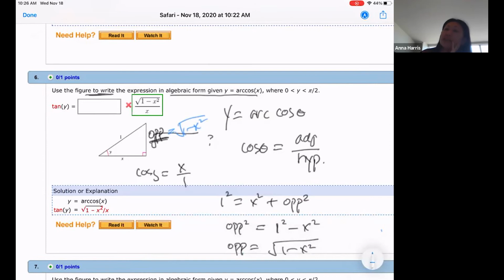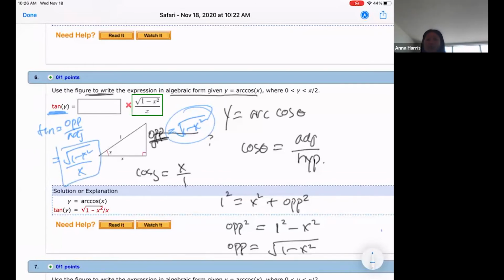So if you want to find the tangent, okay, they're asking to find the tangent. So tangent means what? Tangent is equal to opposite over what? Adjacent. So opposite is this. Adjacent, what's adjacent? X. So we're done. So this is your answer.